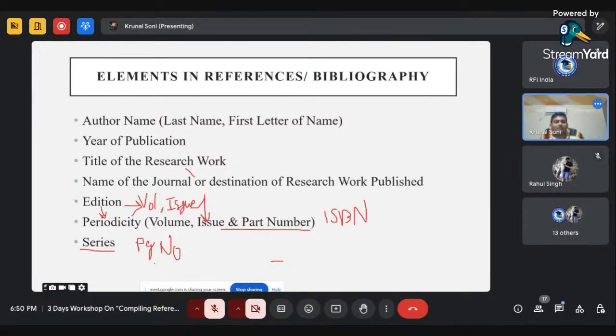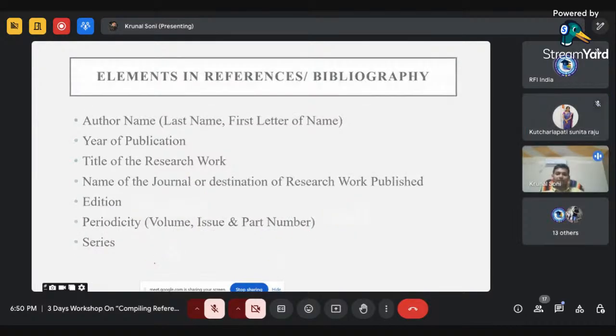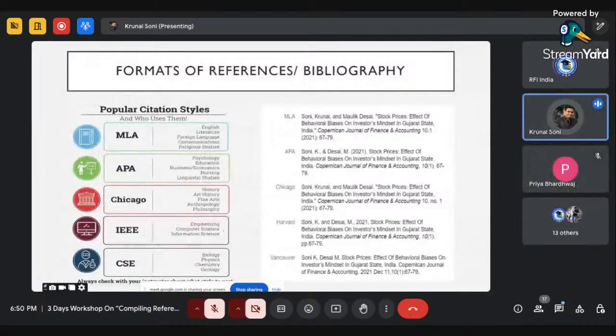Okay. So we will talk about this format, right? In the previous slide we have seen this. These are the different types of formats. MLA style, you can go for APA style, Chicago style, IEEE style, or CSE. Basically, these are used for science and engineering.